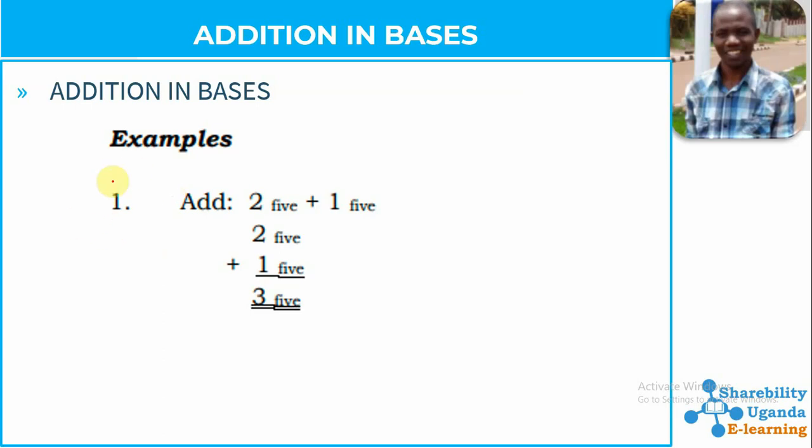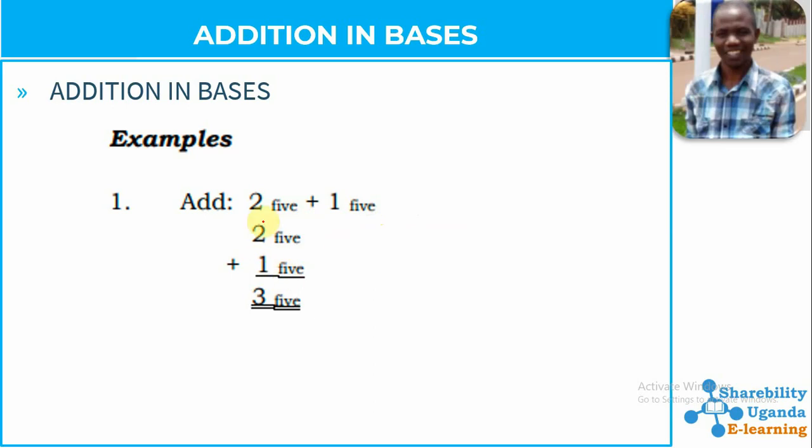So we have our example here, and they are telling us to add 2 base 5 plus 1 base 5. We can see they got an answer here, but we don't know how they got it. From our normal addition, when we are to add numbers of the same base, we just add directly. If they are different bases, you have to first change them so they become of the same base. Then you start adding them.